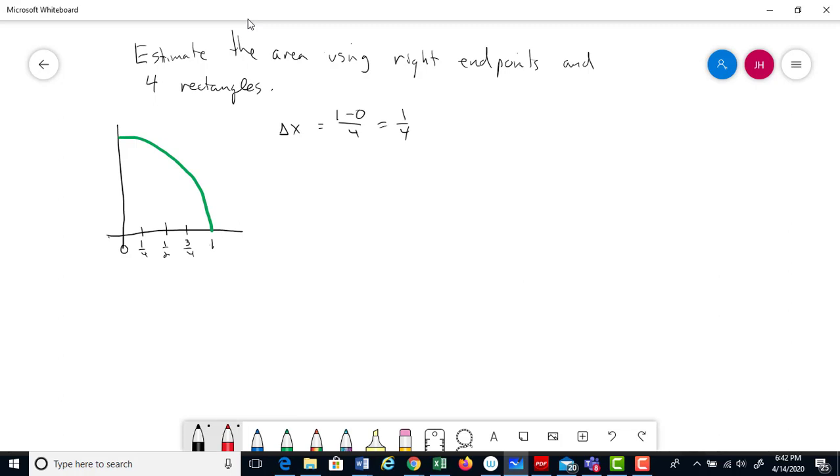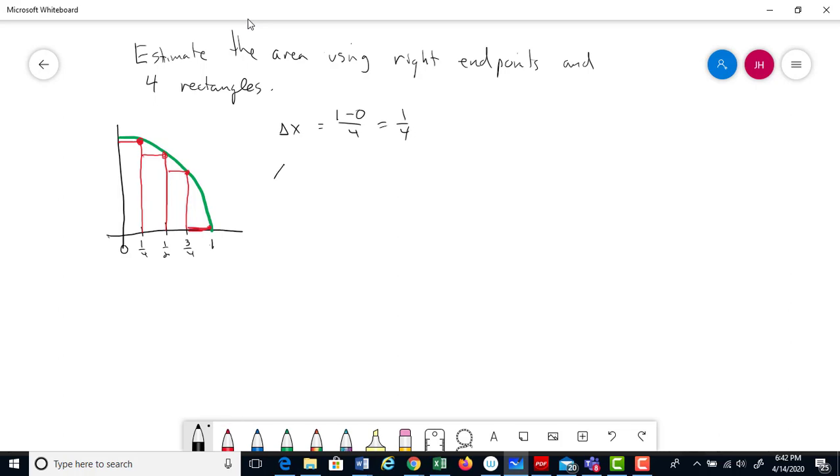And now when we're doing the rectangles, we're going to use right endpoints. So that means instead of starting at 0, I'm going to take this rectangle straight up until I hit the curve at the right endpoint. So this one, this until I hit the curve. Bring this one up till I hit the curve. And then this one, when you hit the curve, is just going to be right here. So that's got a height of 0.